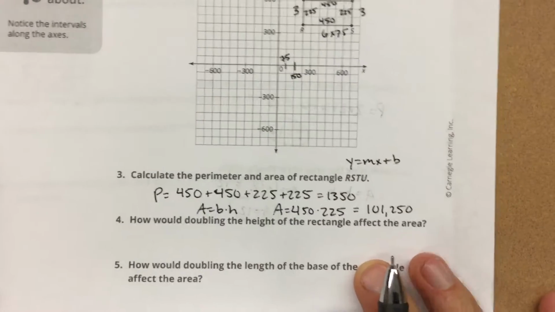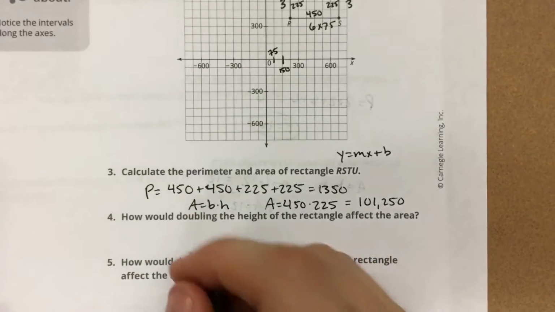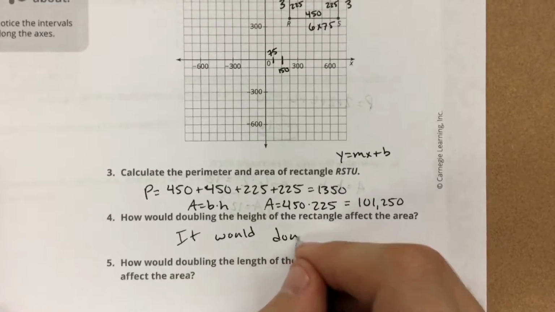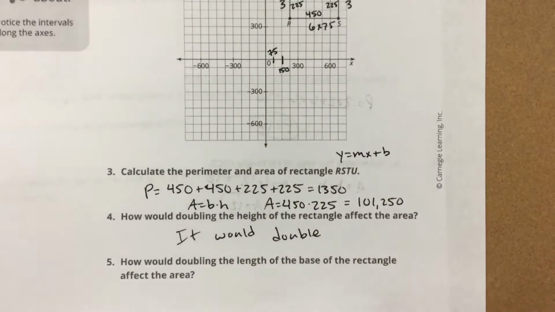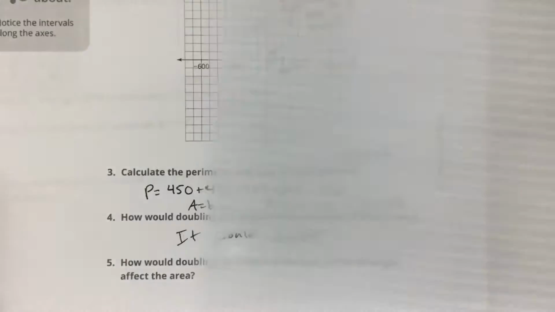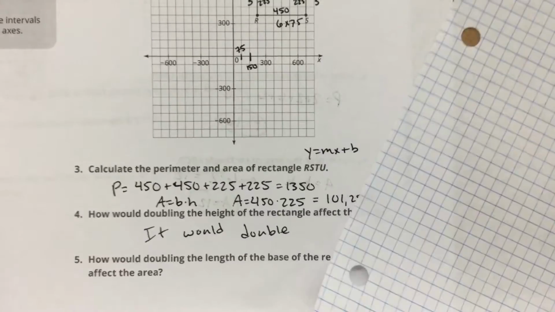Okay, so now back to our question. How would doubling the height of the rectangle affect the area? It would double, okay? And the reason is the same reason I just showed you. It's just going to be because when we double our height, we get a new area, and that new area is double our old one. So now, question 5 says, how would doubling the length of the base of the rectangle affect our area?